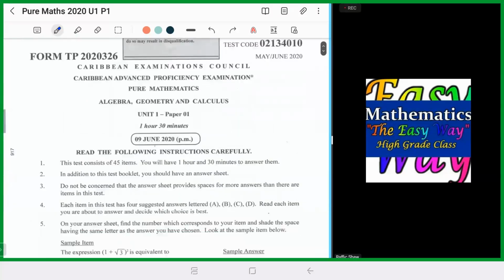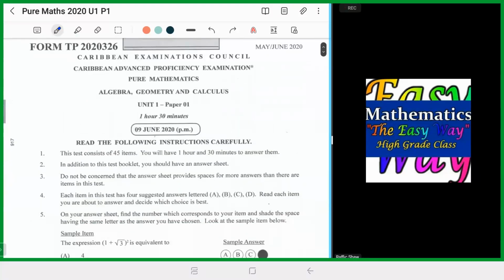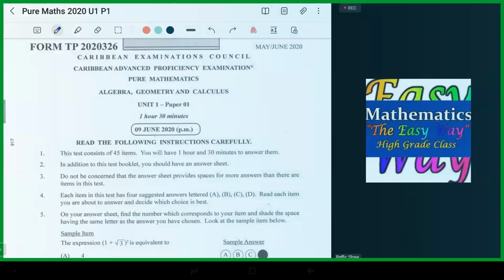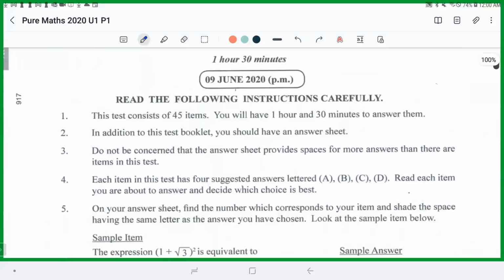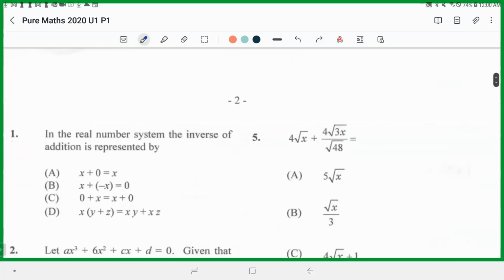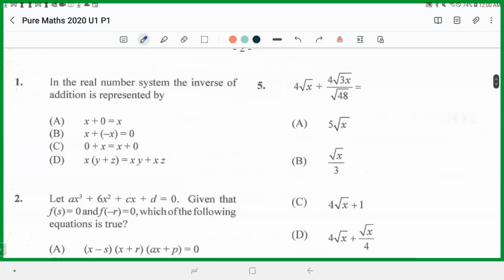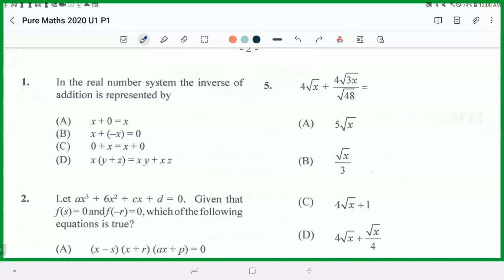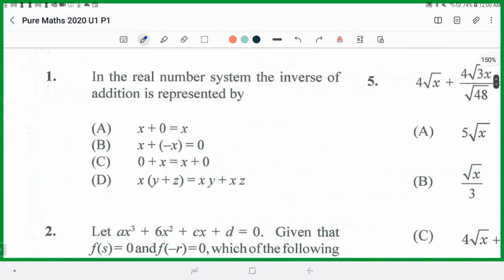All right, so let's go. Let's see how quickly we can get through this. As I said, this is a June 2020 COVID year exam paper. First question, number 1. It says, in the real number system, the inverse of addition is represented by what?